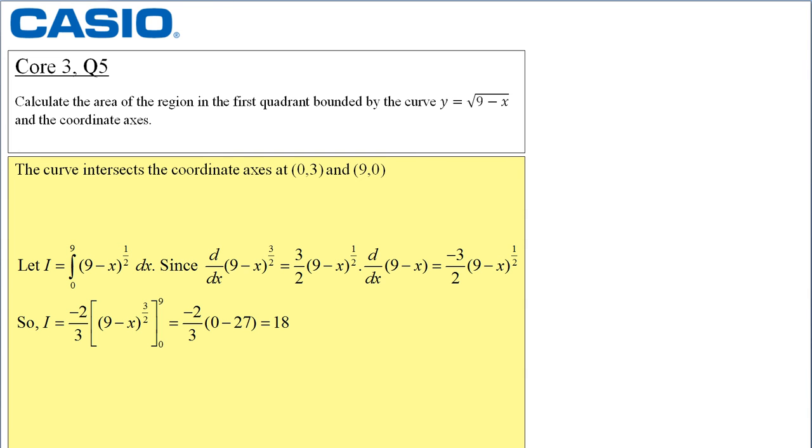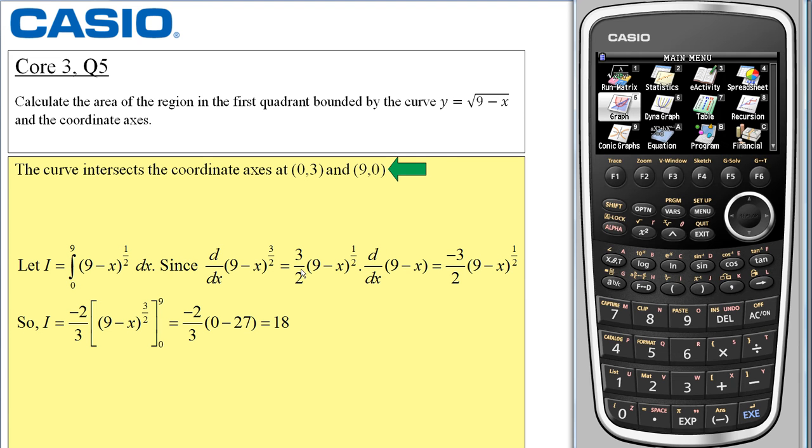In question 5, we need to integrate the function y equals the square root of 9 minus x. Now this curve intersects the coordinate axes at (0, 3) and (9, 0). And you can see that by simple substitution for y equals 0 and x equals 0 respectively. Let's use the graphical calculator to plot this graph.